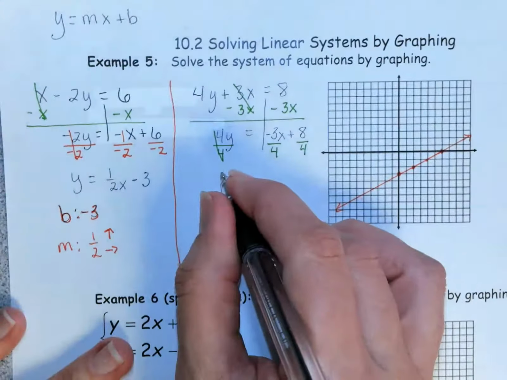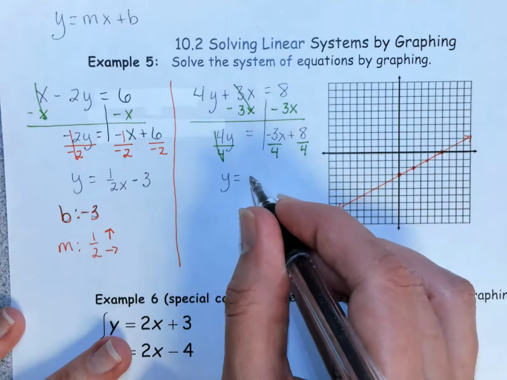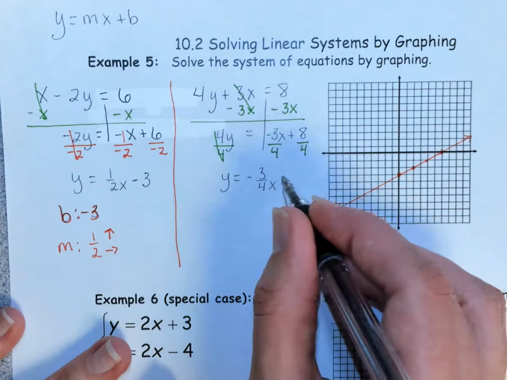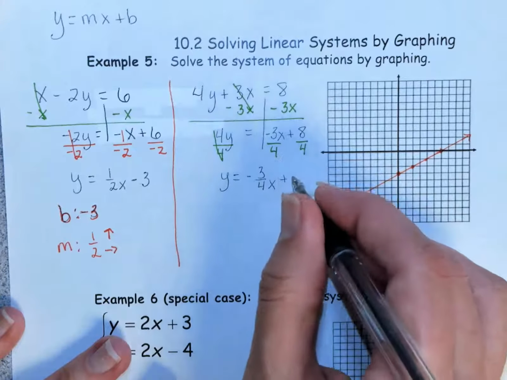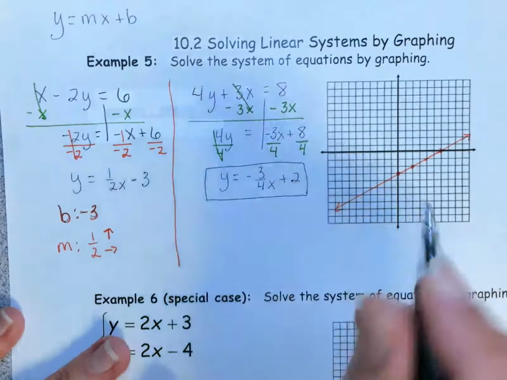So what we have left, we like fractions with slopes because that tells you the movement, so we're going to leave it like this. And for this, we'll simplify it. 8 divided by 4 is 2. So this is our equation here, and we can graph it.